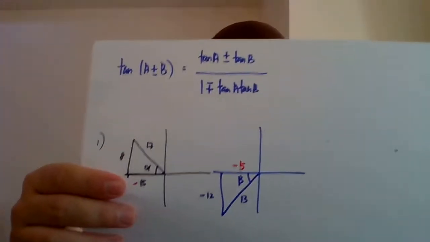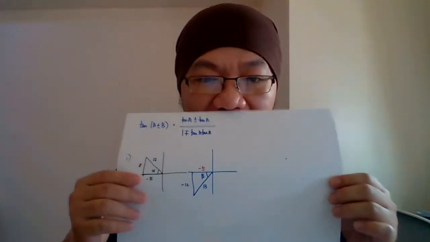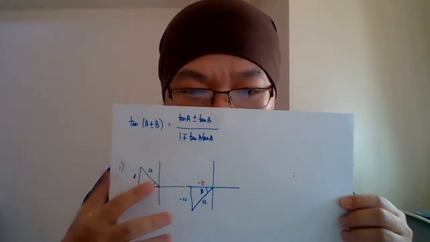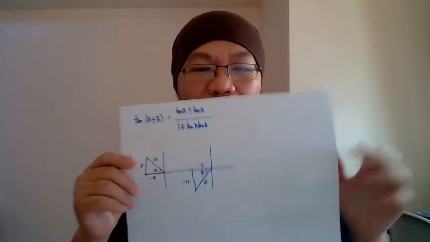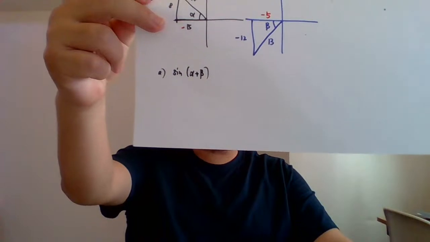Semudah ABC, right? So that is your alpha and beta. Settle. We already drew the diagram. Now baru baca soalan. Okay, first question. Calculate the value of sine alpha plus beta. Semudah ABC. How to find sine alpha plus beta?